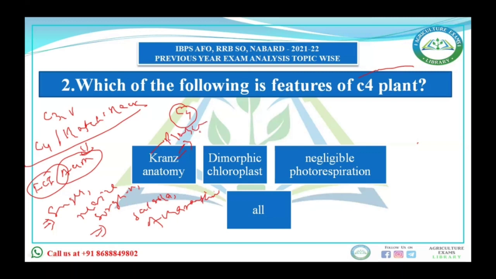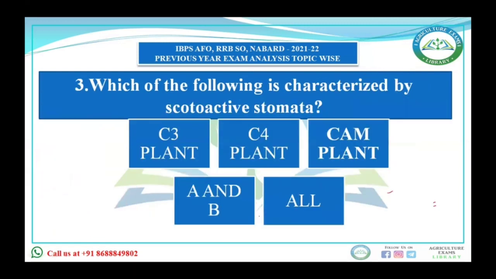After that, dimorphic chloroplasts. C4 plants possess dimorphic chloroplasts, meaning the chloroplasts of the mesophyll cells are small in size and granal, meaning they contain grana, while the chloroplasts of bundle sheath cells are large in size and agranal. You must know there are both bundle sheath cells and mesophyll cells in the C4 cycle. Negligible photorespiration, already I told you this point. Then the answer will be all.